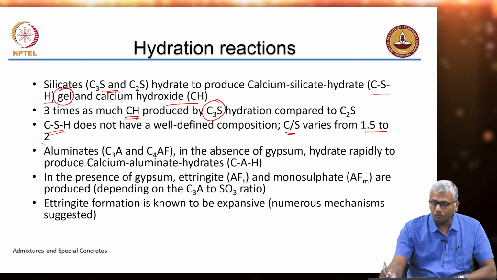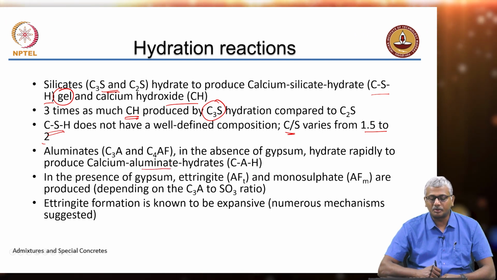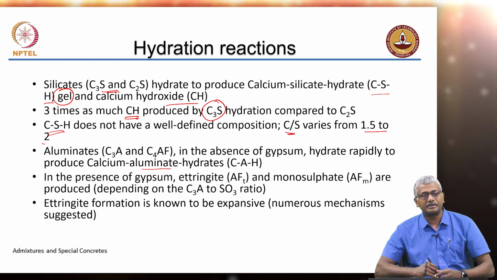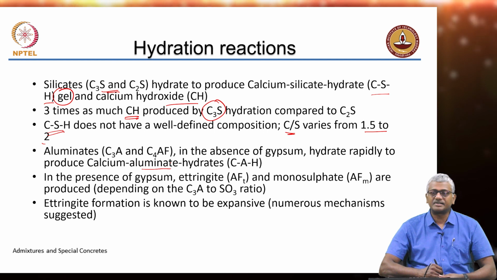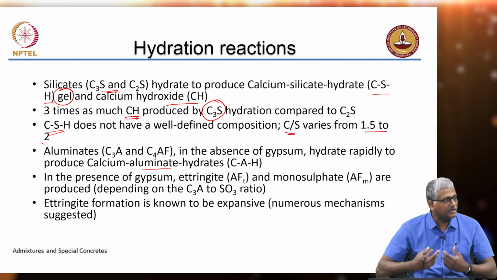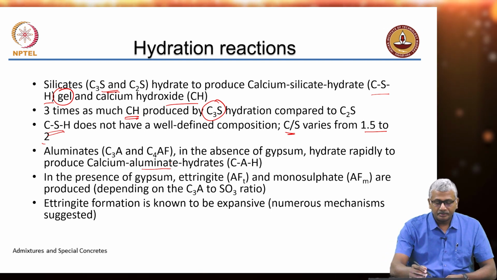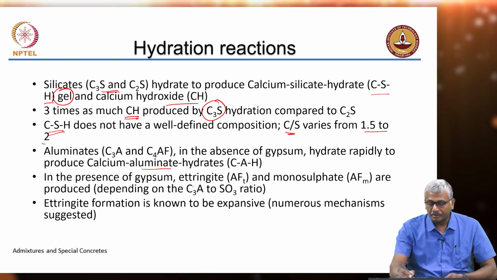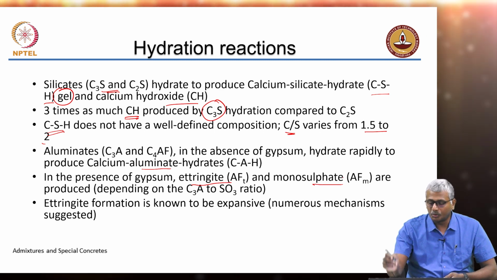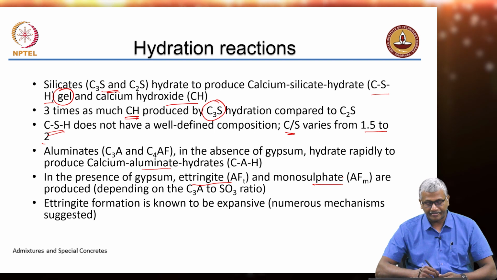you form rapid hydration of aluminates to form calcium aluminate hydrate. What is this phenomenon called in the absence of gypsum? Flash setting, right? Flash setting, when the aluminates immediately react with water and do not really have a controlled rate of hydration. Okay, in the presence of gypsum, the aluminates will react with the sulphate to form ettringite and monosulphate depending on the overall composition that you have in your system.